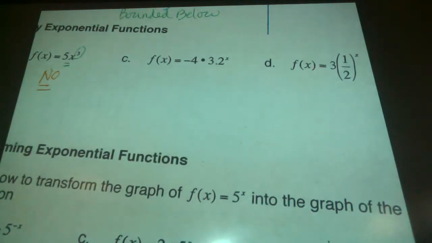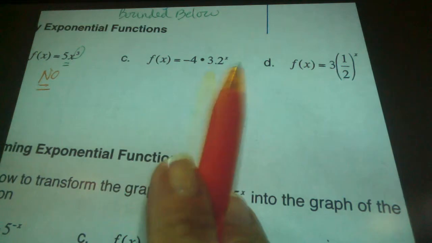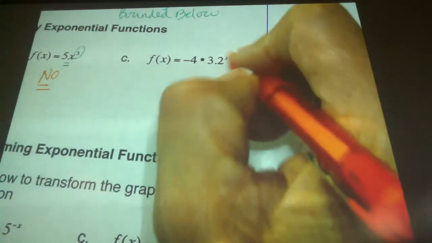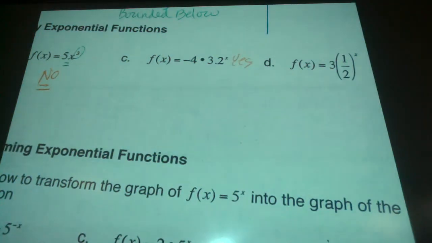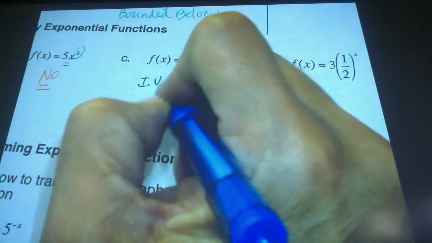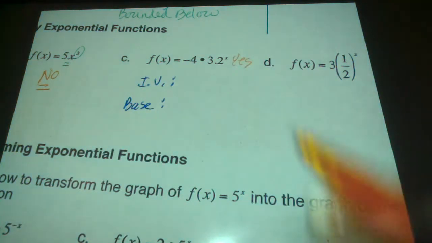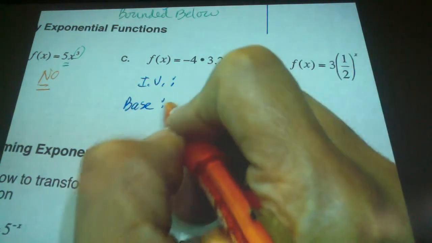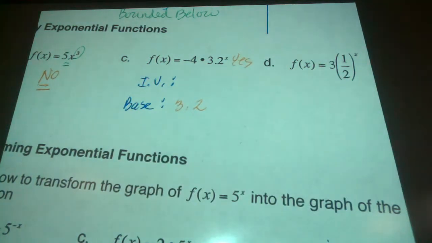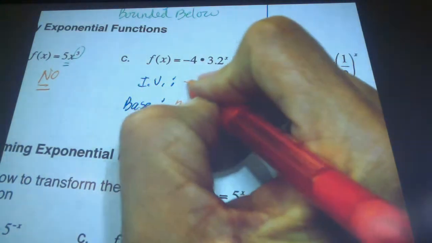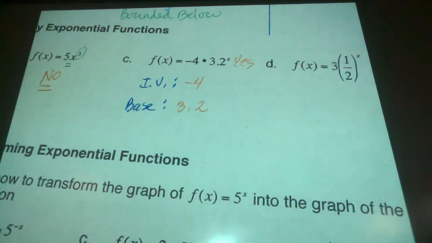Look at C. This one's much easier to see the initial value, isn't it? You have a numbered base, 3.2, being raised to a variable exponent. So this, yes, is an exponential function. So what's the base? The thing that's being raised to the x power is 3.2. So that base can be a decimal. And since it's a decimal greater than 1, it's exponential growth. What's the initial value? That can be negative. So that one is negative 4.